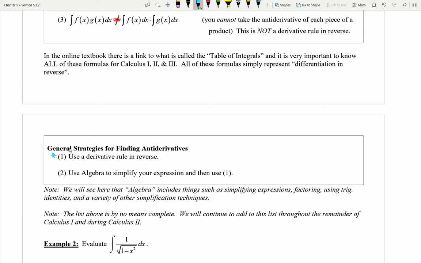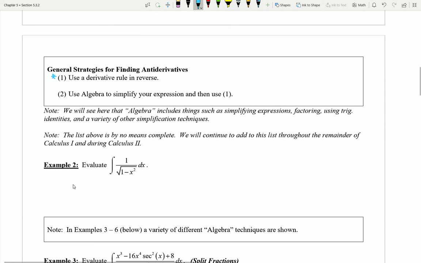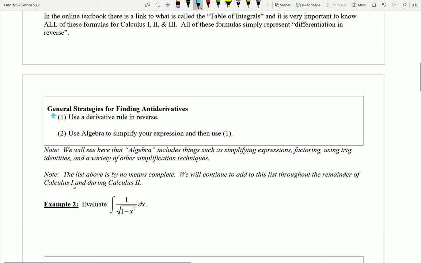Now, this list is by no means complete. We will actually talk about ways that we can extend this list later on in this semester, as well as during Calculus 2, where you'll continue to add on to this list. So we'll take a look really quickly at something like example 2 to at least get an understanding of how I would use this list of strategies.